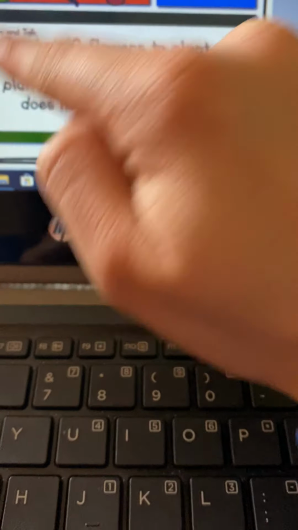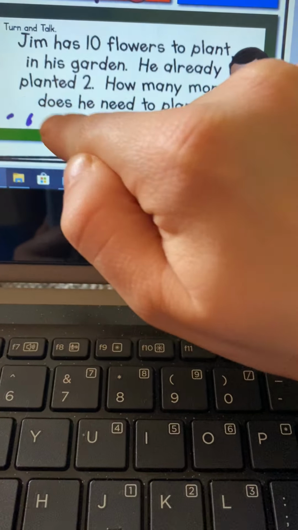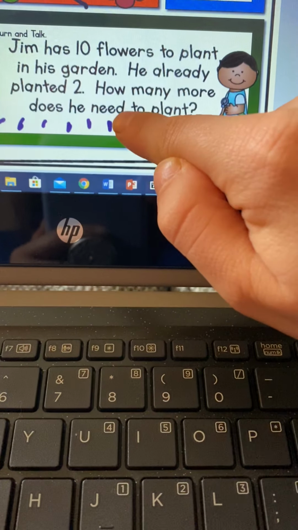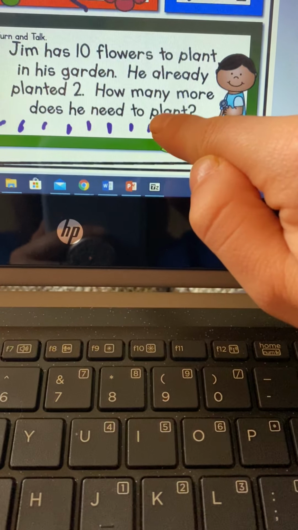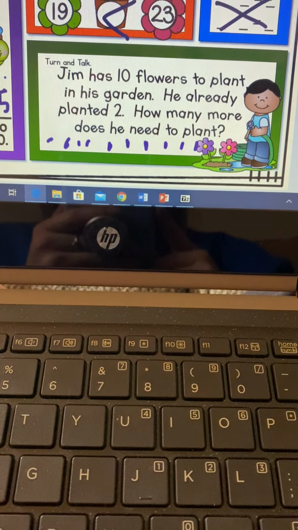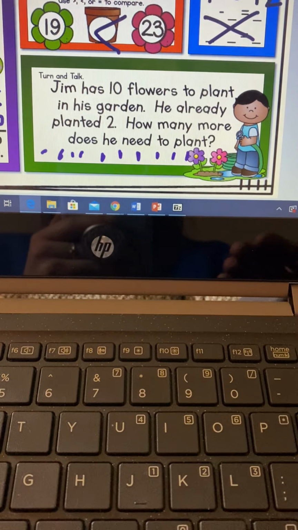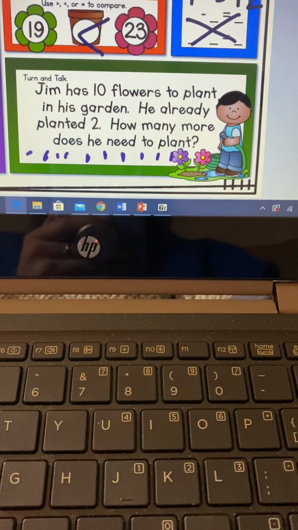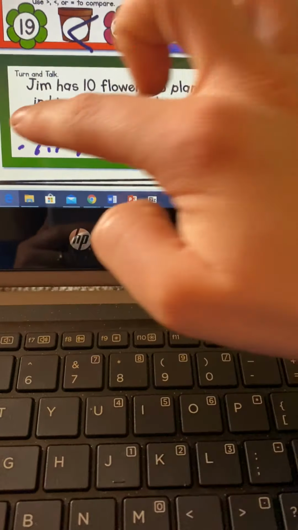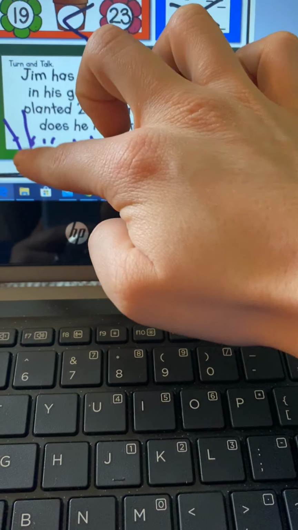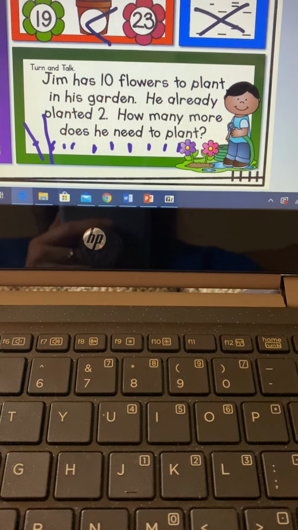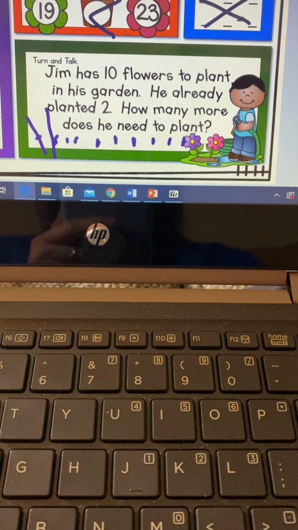Or on your paper. 1, 2, 3, 4, 5, 6, 7, 8, 9, 10. So I have 10 dots right there. So Jim has 10 flowers, so my 10 dots are my 10 flowers. He already planted 2, so 2 of them are already done. So I'm going to put a line through 2 of them because I don't need those 2 anymore. I don't need to worry about those. Those are already done. They are planted.